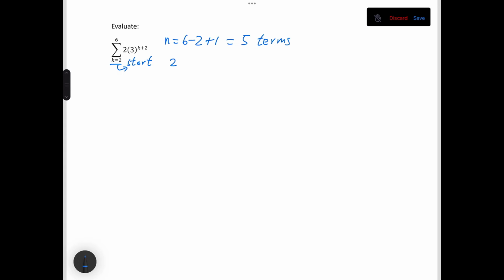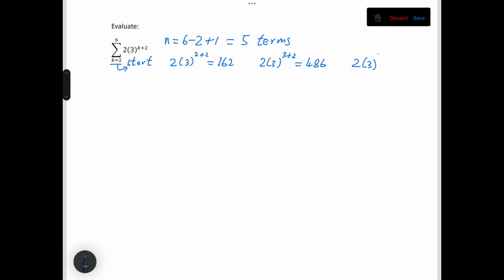Okay, let's substitute. 2 times 3 to the power of 2 plus 2. You see, we start at 2, not at 1 in this case, because it's given that it starts at 2. So that is 162. Then the second one, we substitute again, and then it will be 3 plus 2. You see, we start from 2 and then we continue to 3 and then 4, etc. It's 486.